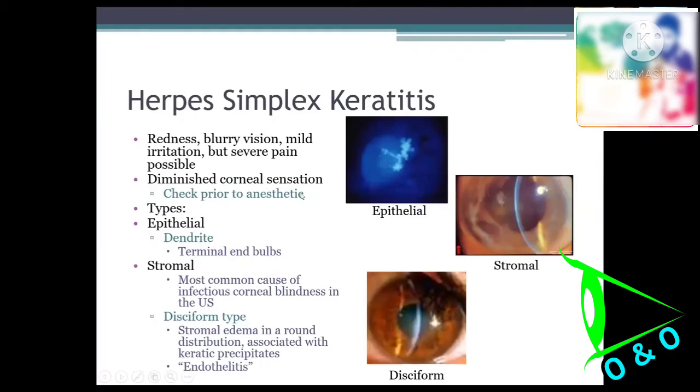Okay, so moving off of bacterial ulcers, we're going to move to herpes. Herpes simplex keratitis is something that is seen very commonly. Patient symptoms are going to be kind of vague. They're not going to really point to any one specific thing. They're going to complain of redness and blurry vision, and they could either have mild irritation or severe pain. So it runs the whole gamut.